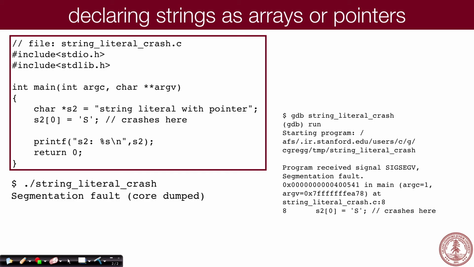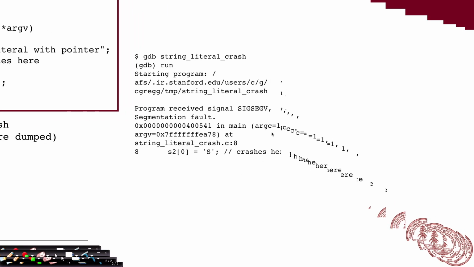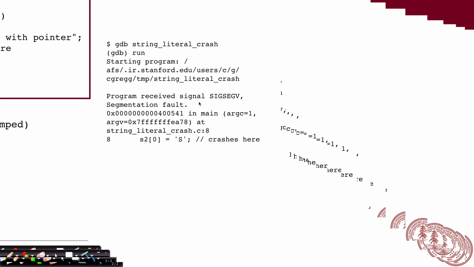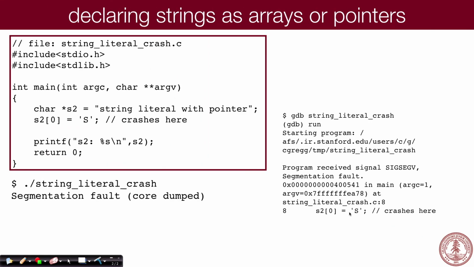Here's the actual example of how it crashes. It's exactly the same thing I just wrote up there, and I called the program string literal crash. If you look at GDB, over here, what does it do? It says, okay, I'm starting the program, I'm running it, and then it's going to crash right at that line. It says, I can't modify that memory, so your program's done. End of it. Okay?